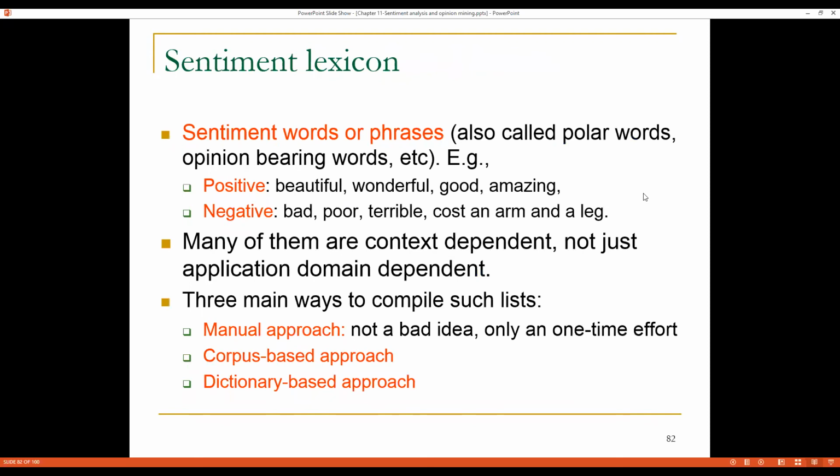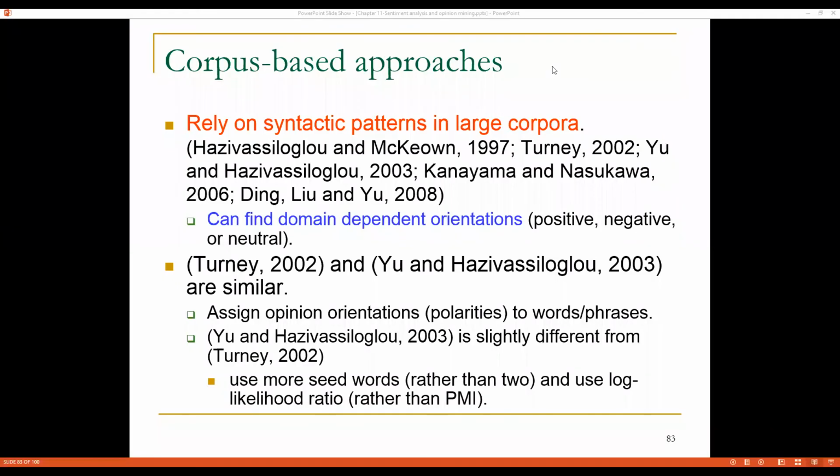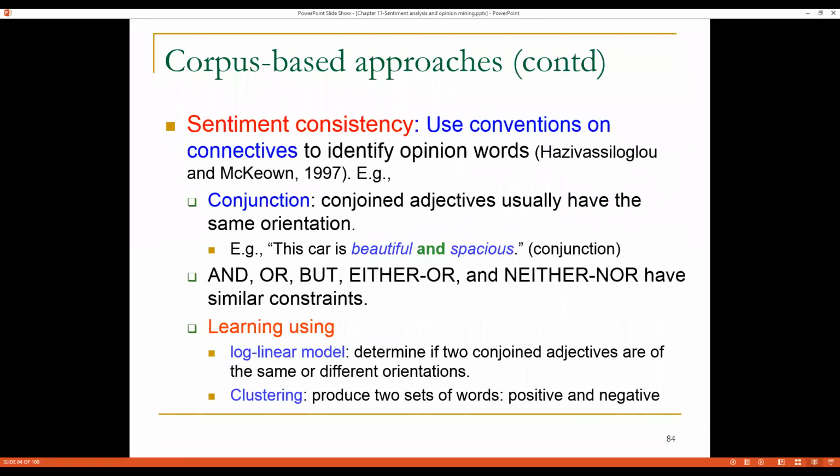There are three main ways to compile such lists. A manual approach, which isn't necessarily a bad idea since it is only a one-time effort, however it takes a lot of time. Or the corpus-based approach and the dictionary-based approach. The corpus-based approaches rely on word patterns from a large body of work and can find domain-dependent orientations. Sentiment consistency uses conventions on connectives to identify opinion words.